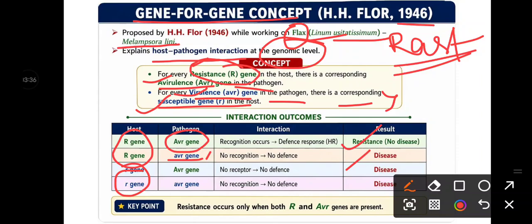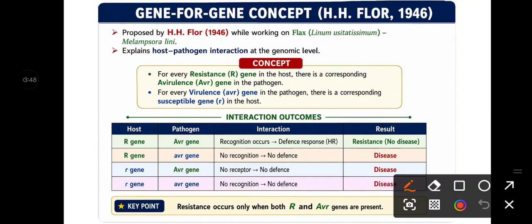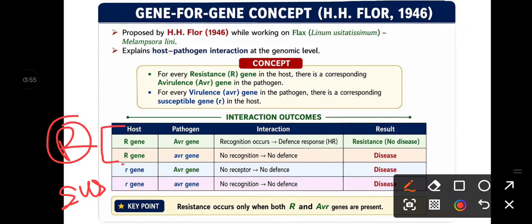If you combine this interaction, you will find that the first 2 cases, where the R gene is present, are for the resistant cultivar, and when the R gene is absent, it is for the susceptible cultivar. So the first 2 cases are for the resistant and the second 2 cases are for the susceptible cultivar. So we have 4 types of interaction and 4 types of outcome.